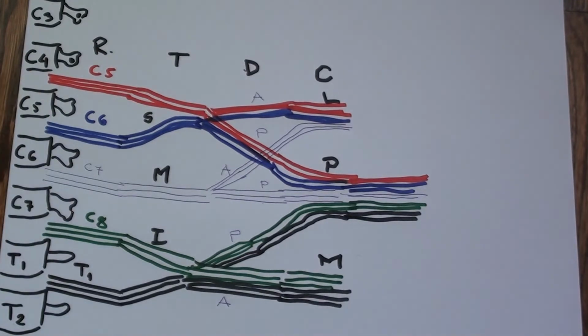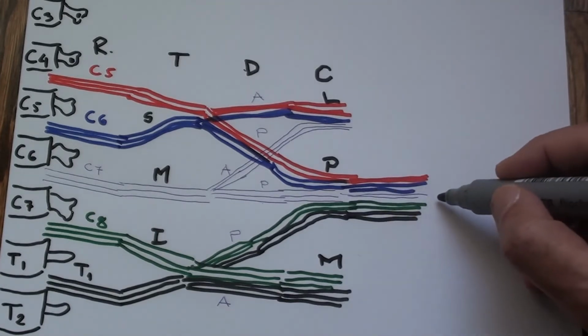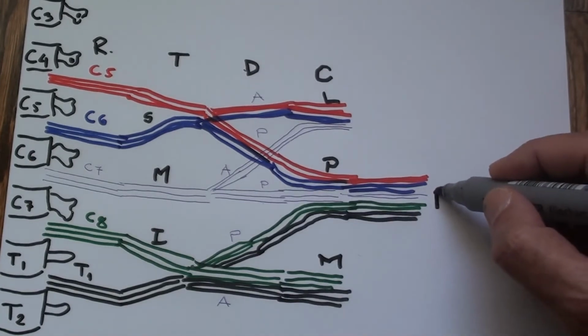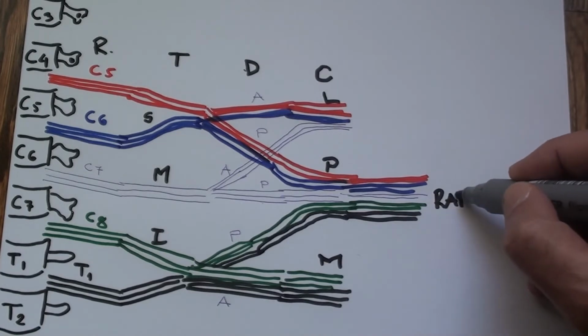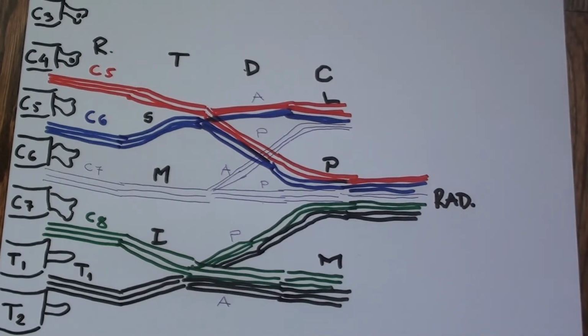C5, C6, C7, C8, and T1. And the product we generated on the basis of the posterior cord, that is the radial nerve. I'll put short forms only because it's much easier to leave a bit of extra space, as we're seeing radial nerve as just one of 5 major branches we need to identify.